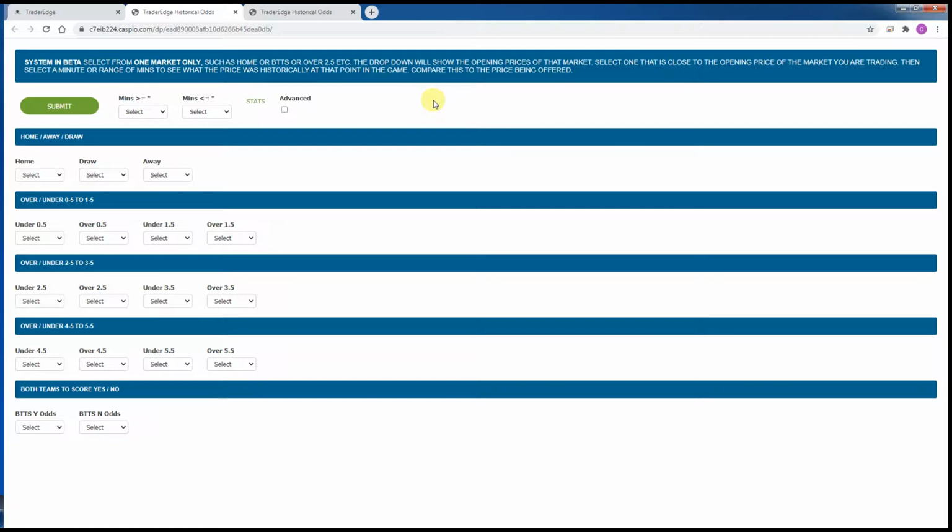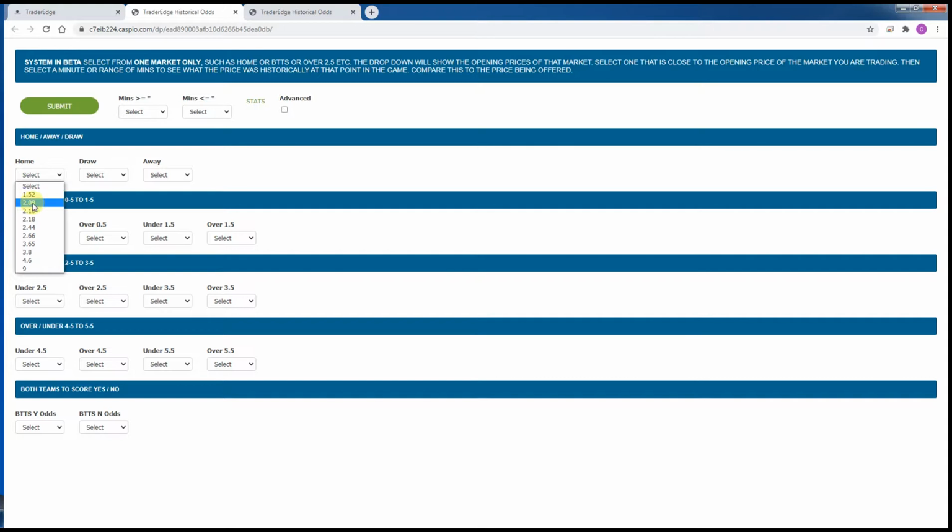Okay, so the premise of this really is to find the price of a historical game for any of these markets for any minute in play and compare it to what we're trading. So it sounds more confusing than what it actually is, but if we're trading, I don't know, maybe the home market, and the game which we're trading started with an opening price of around evens, we go into the database, find a game that started around evens. We've got that one there, 2.08.